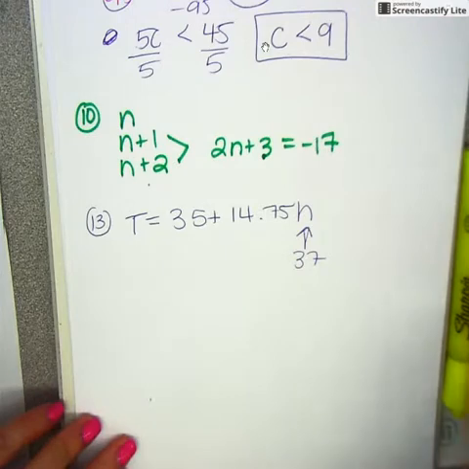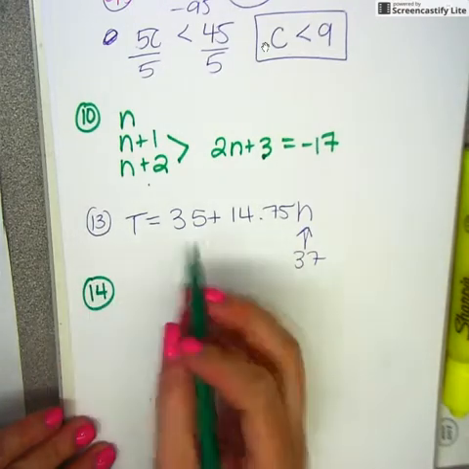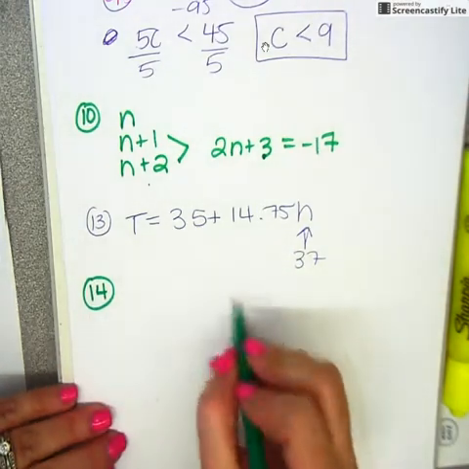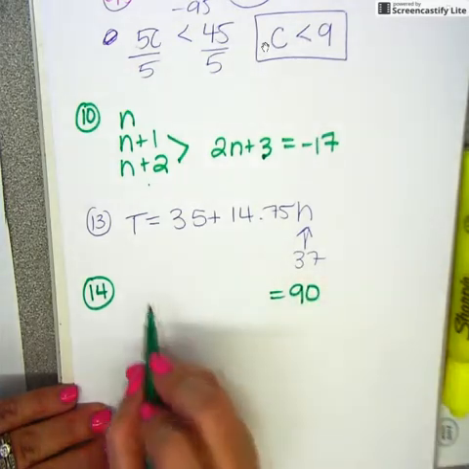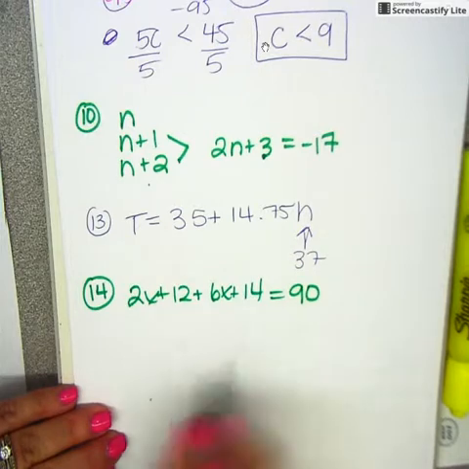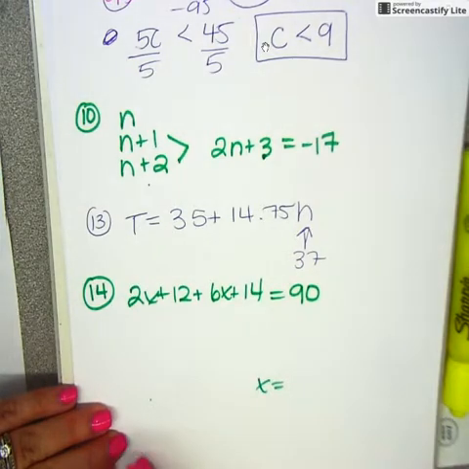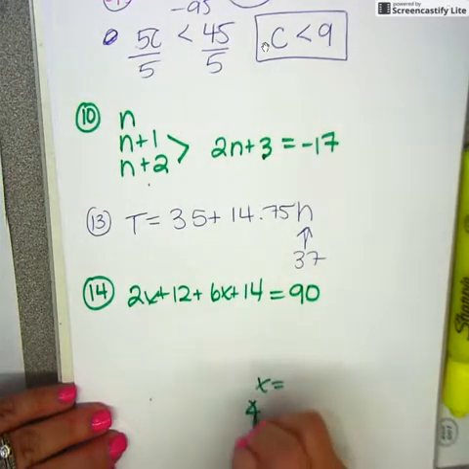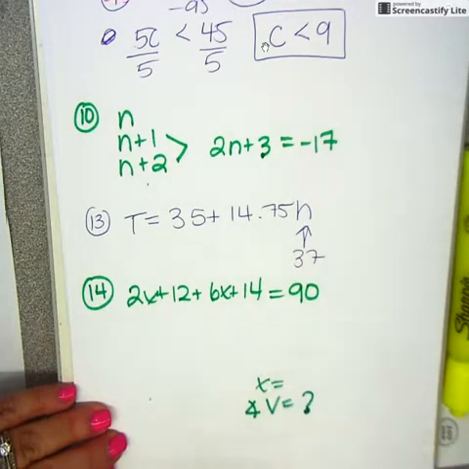And for number 14, remember the key word here is that complementary, which means it's equal to 90. So we're going to add these up. Once you solve, you'll get your X value, but then they want the measure of angle V. So make sure you plug that back in.